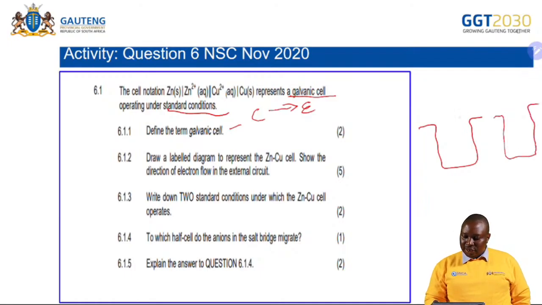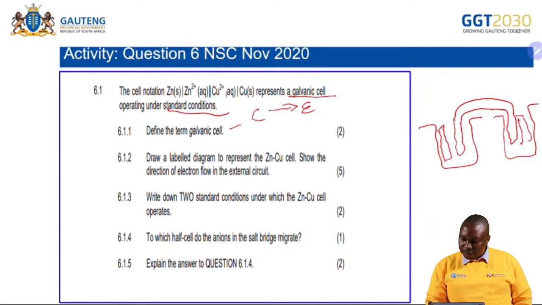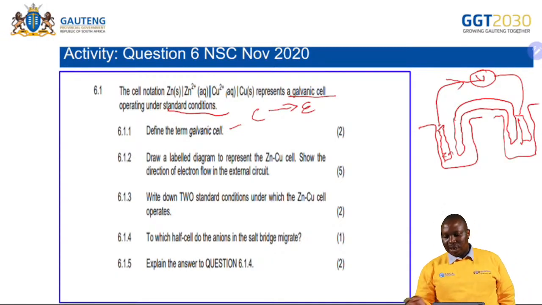Then you will have the salt bridge that joins them. You'll have the salt bridge, and inside there you must have electrodes, which are your zinc electrode and your copper electrode. So you're supposed to do that and then indicate the movement. You can put a voltmeter there, indicate the movement of electrons to say, oh, if we're having zinc here, then the electrons are going to move that side from zinc to copper.